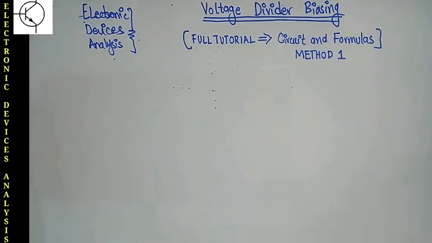So guys, our today's topic is the voltage divider biasing. This will be the third type of BJT biasing after fixed biasing and the emitter biasing. In this video we will see the circuit and the formulas based on voltage divider biasing. So guys, let's start with our today's lecture.